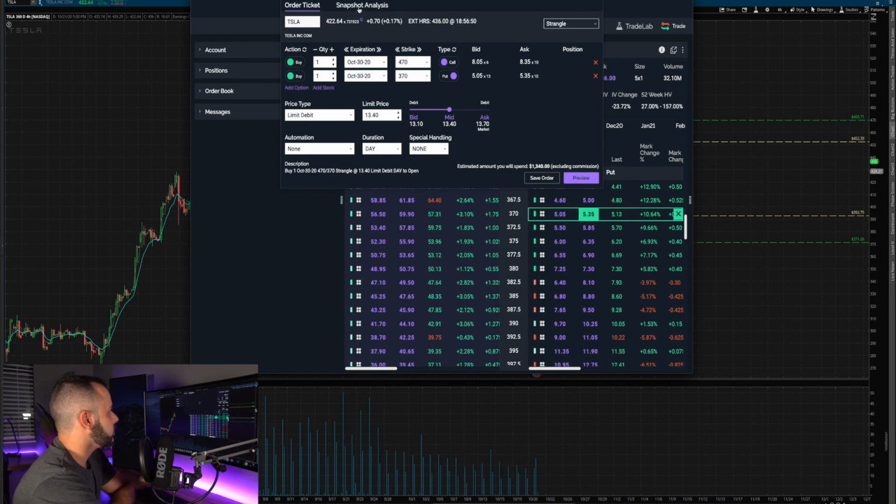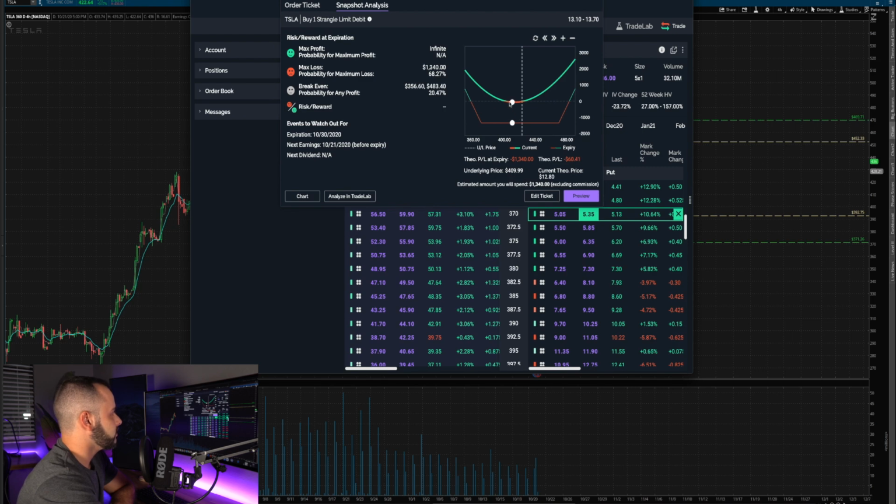If we pull up the equity curve here, we can see it's very similar. If it stays flat, you're staying flat on this position. But if we start to move higher, you can see that the gains really start to add up. If it goes to your 470, which is right around here, you'll make just around $1,500 to $2,000 on this trade. So a nice profit, infinite upside with a limited downside.